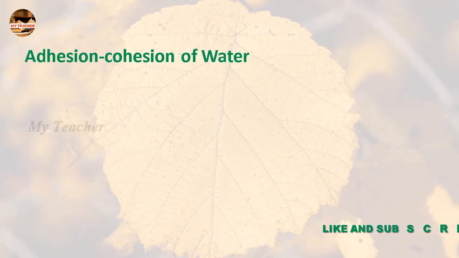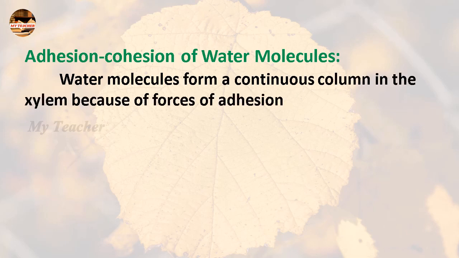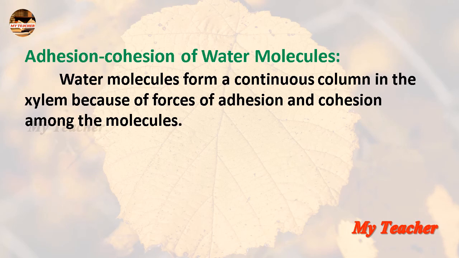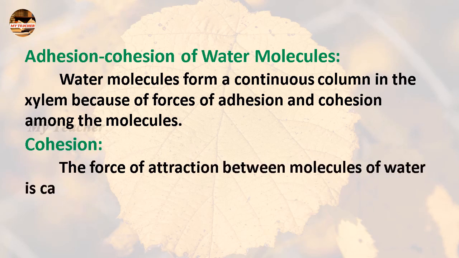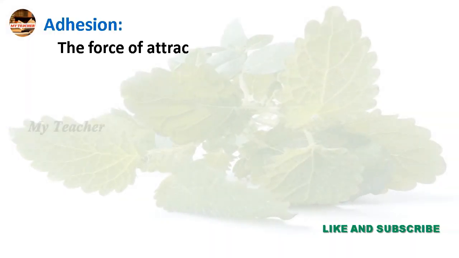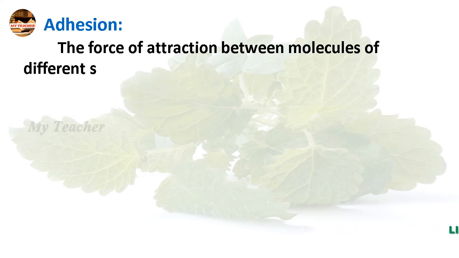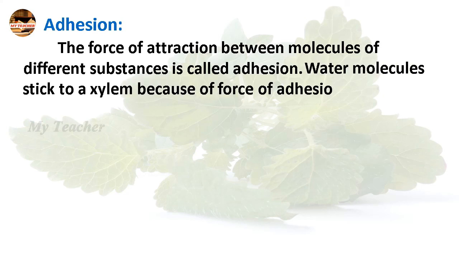Adhesion and cohesion of water molecules. Water molecules form a continuous column in the xylem because of forces of adhesion and cohesion among the molecules. What do you mean by cohesion? The force of attraction between molecules of water is called cohesion. Then what about adhesion? The force of attraction between molecules of different substances is called adhesion. Water molecules stick to the xylem because of the force of adhesion.